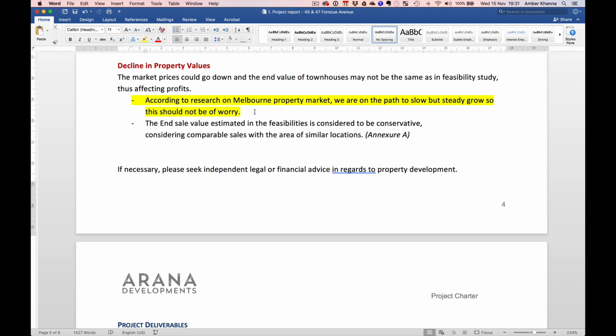And you say decline in property values. Over here, instead of writing this, you could say I've attached another feasibility where we've taken into account a 5% fall in prices and a 5% increase in costs. And that way, when they see both of them, they know that you're not trying to hide anything. I'm trying to be as transparent as possible with all my investors and show them the best case scenario and the worst case scenario. Okay.